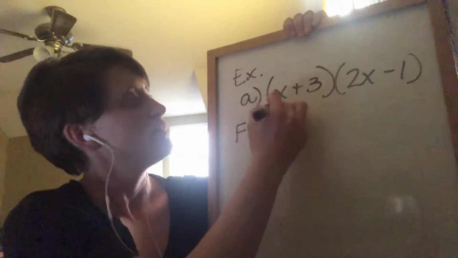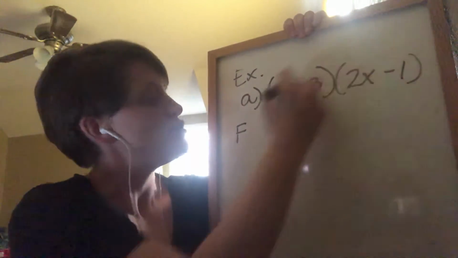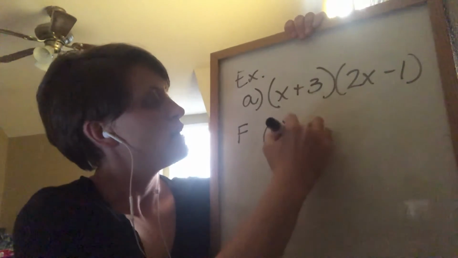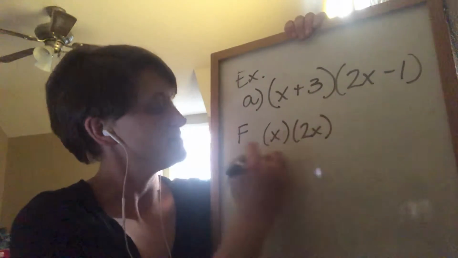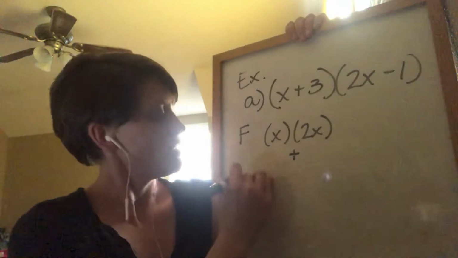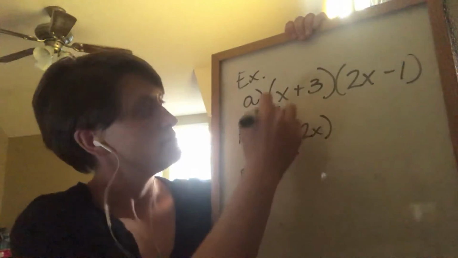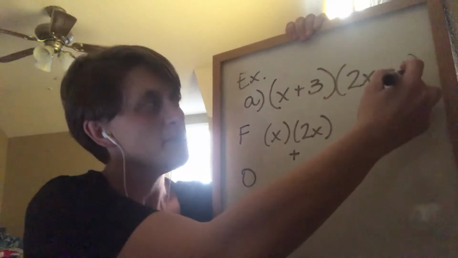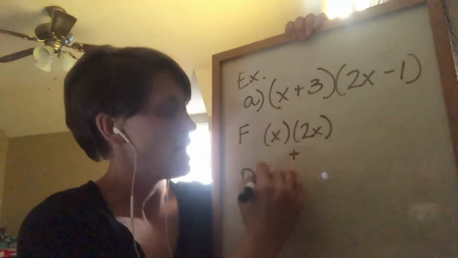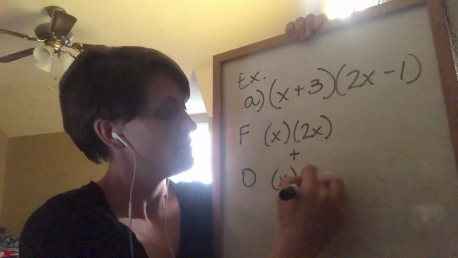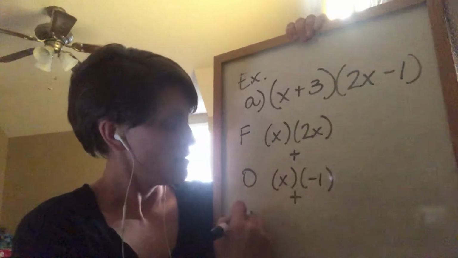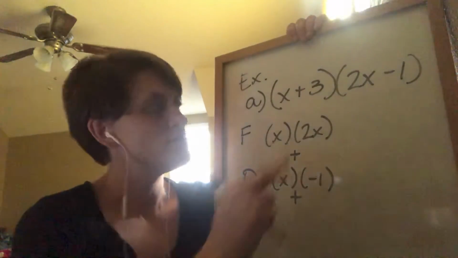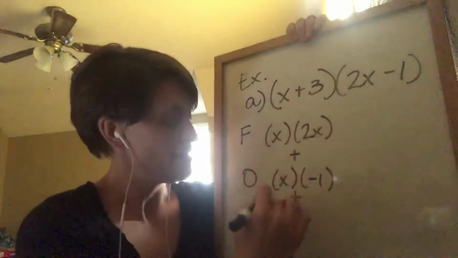Firsts, x and 2x are the first terms in each factor. Outers, x and minus 1 are the ones on the outside. Inners, these are going to be the two on the inside.